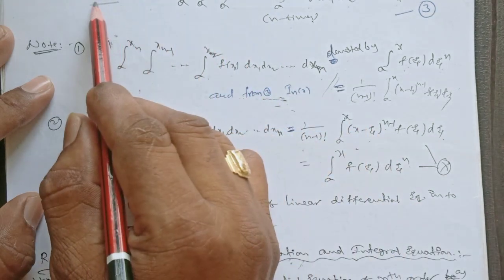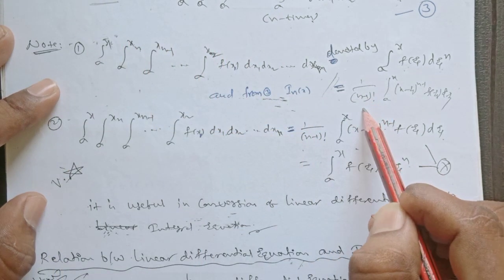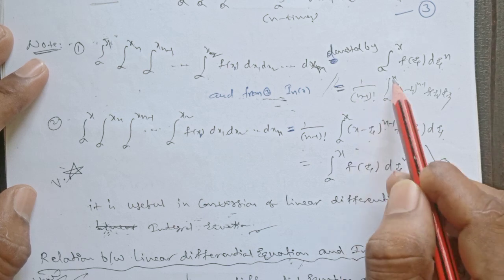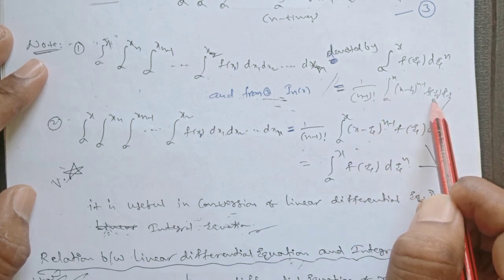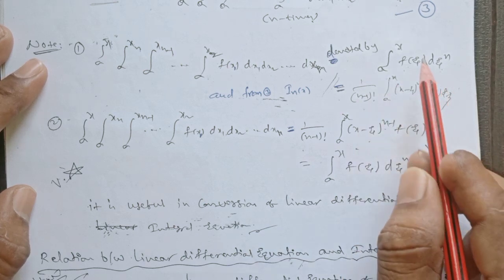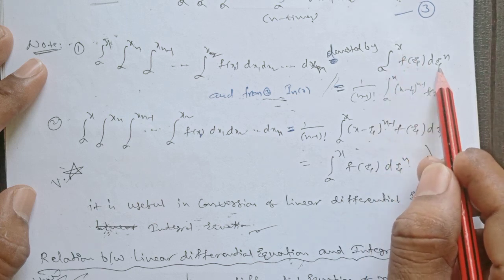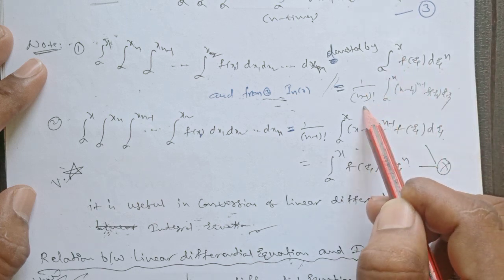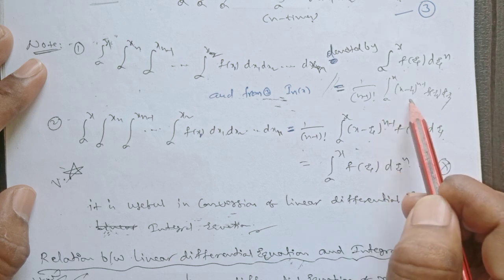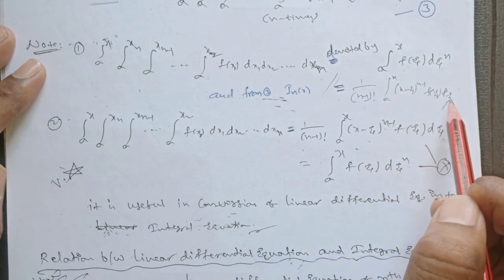This is equal to what? In x means 1 by n minus 1 factorial integral a to x, x minus xi whole power n minus 1 f of xi dxi. These are the formulas. Integral a to x f of xi dxi power n is equal to 1 by n minus 1 factorial integral a to x, x minus xi whole power n minus 1 into f of xi dxi.